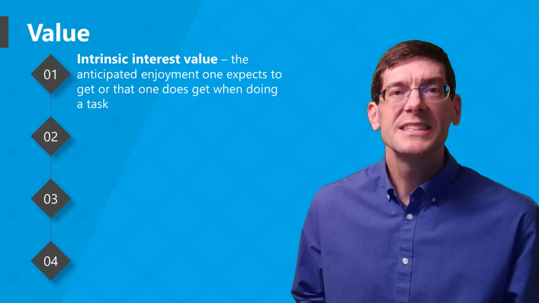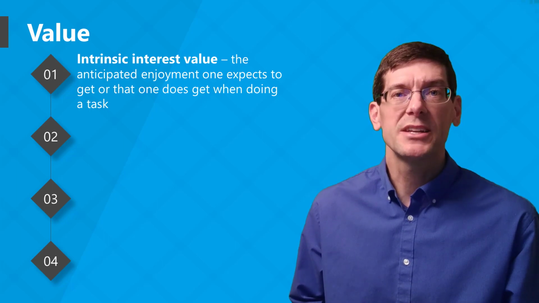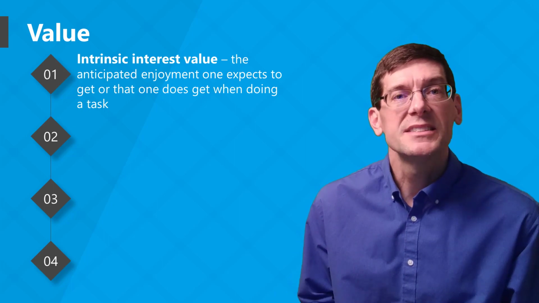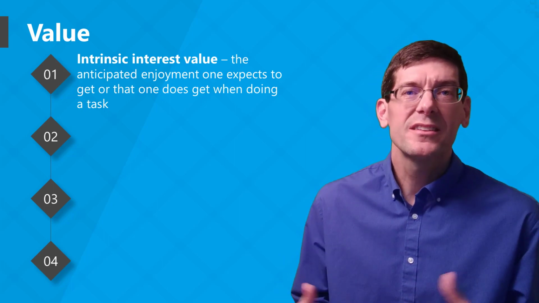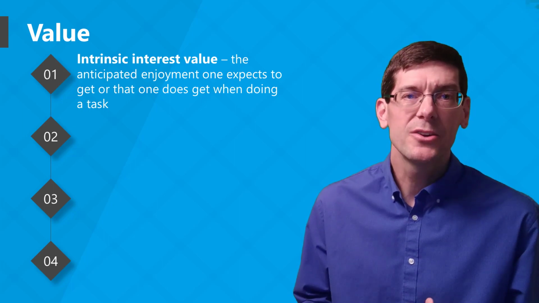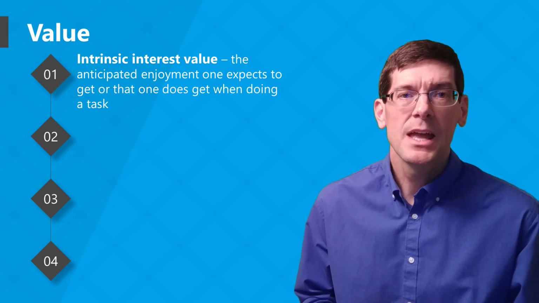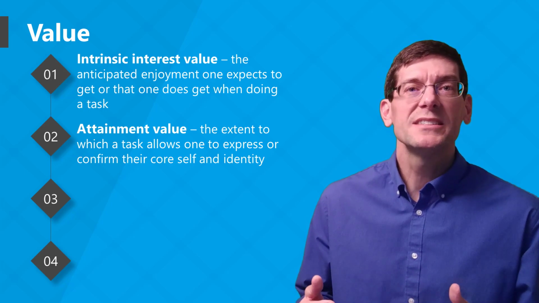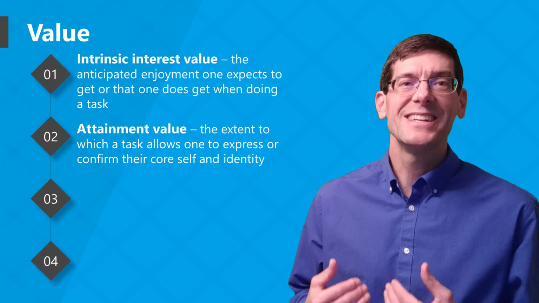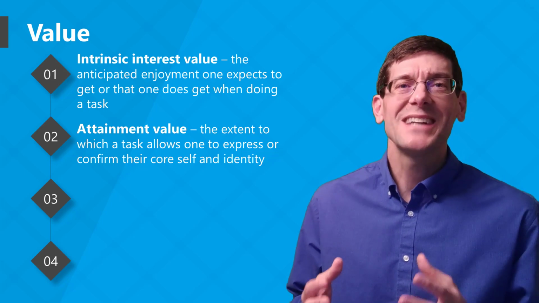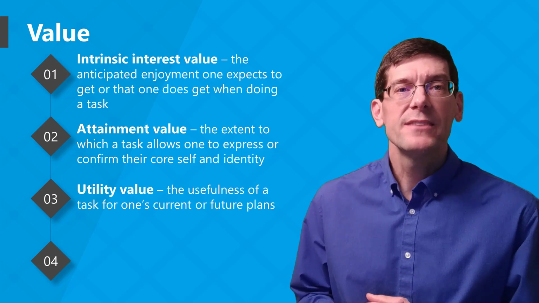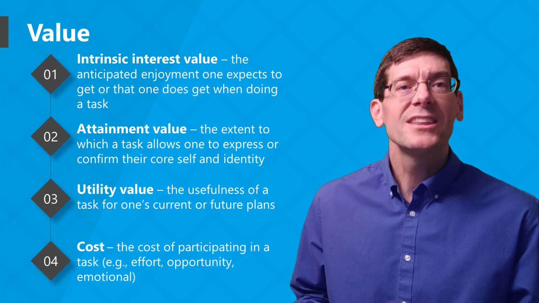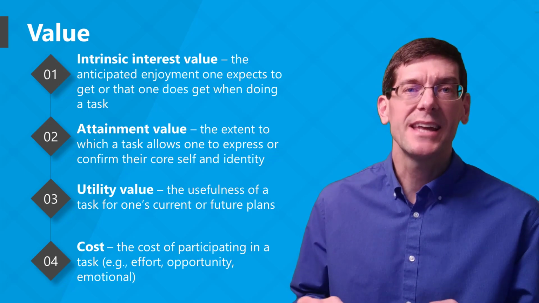Intrinsic interest value is the anticipated enjoyment one expects to get, or that one does get when doing a task. Sometimes this is just called interest value or intrinsic value, so don't get confused about that. Attainment value is the extent to which a task allows one to express or confirm their core self and identity. So it's really based on one's identity. Utility value is the usefulness of a task for one's current or future plans. And cost is the cost of participating in a task.